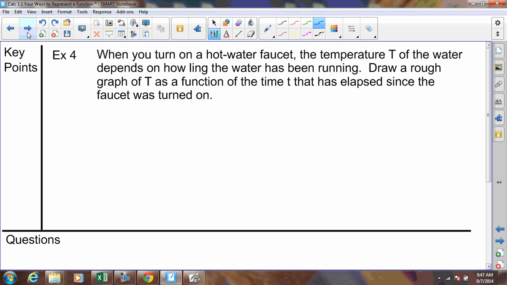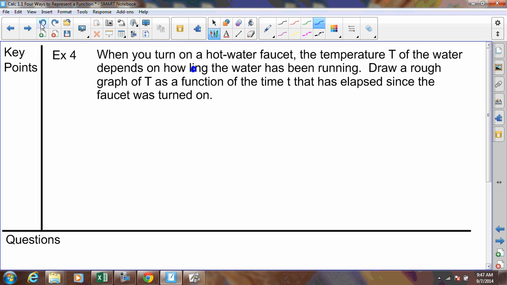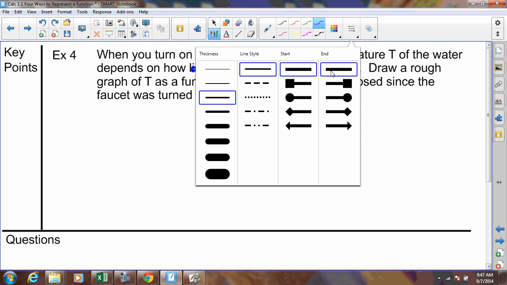Example 4. When you turn on a hot water faucet, the temperature, capital T, of the water depends on how long, that's a typo, it says ling, but it's supposed to be long, how long the water has been running. Draw a rough graph of capital T as a function of the time lowercase t that has elapsed since the faucet was turned on.